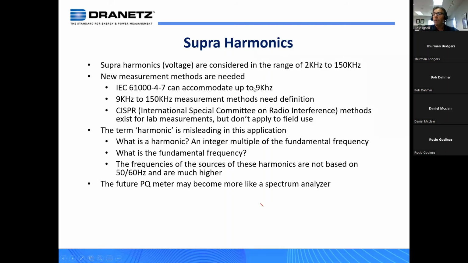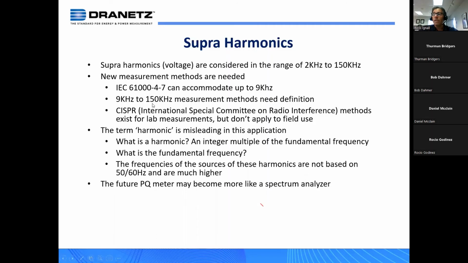Now, new measurement methods are needed, where 61000-4-7, its techniques cap out at 9 kilohertz. Well, you can see we're going beyond that up to 150 kilohertz. So that range between 9 kilohertz and 150 kilohertz, those measurement methods need definition. Well, as part of the committee, and I've been on the committee for almost a year right now, this is the Working Group 9 committee for the power quality. That's the edition 61000-4-30 committee, working on edition 4.